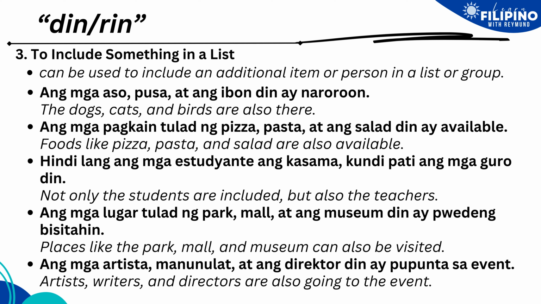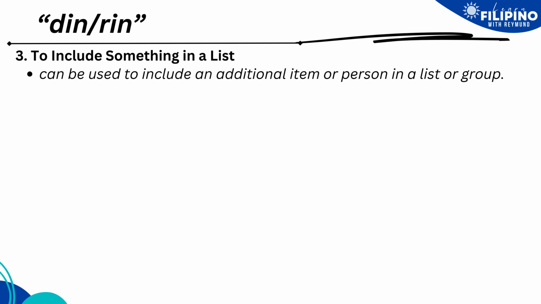Ang mga artista, manunulat, at ang direktor din ay pupunta sa event. So artista, artists, manunulat are writers, sulat, that's the root word, right? Director is director, and then pupunta, will go to the event. Ang mga artista, manunulat, at ang direktor din ay pupunta sa event.